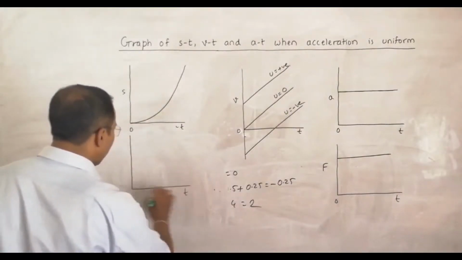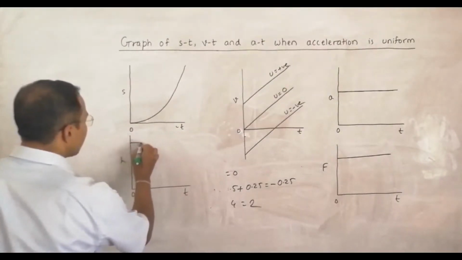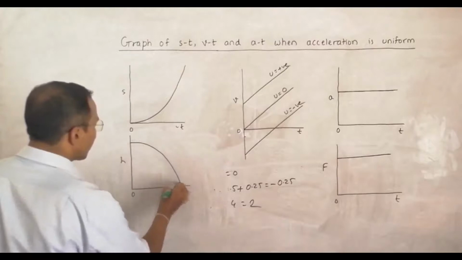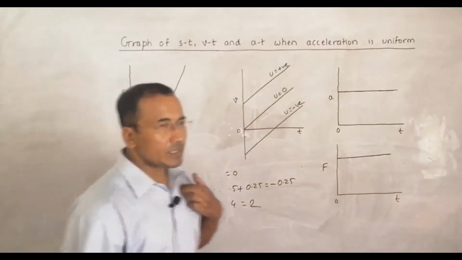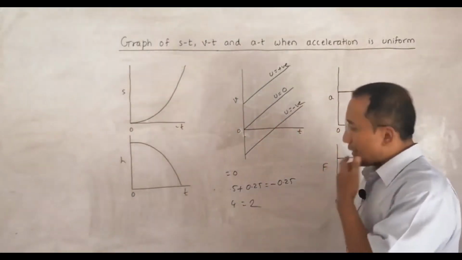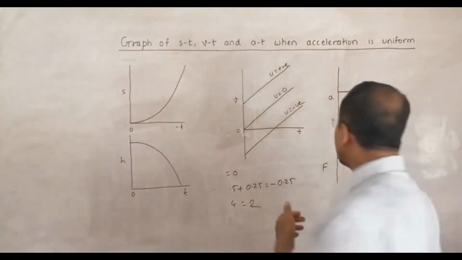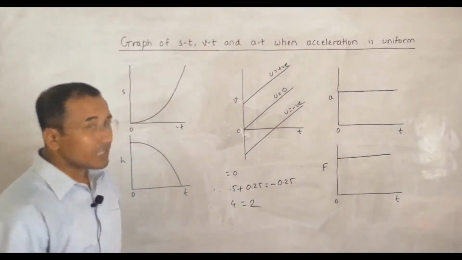So this is t, o, h. It falls from here, it's initially horizontal like this, then it comes somewhat like this. So from these graphs, we can know the graphs of other things as well. And one more thing that I have to clear is, in this case, I have considered a is positive. What if a is negative?